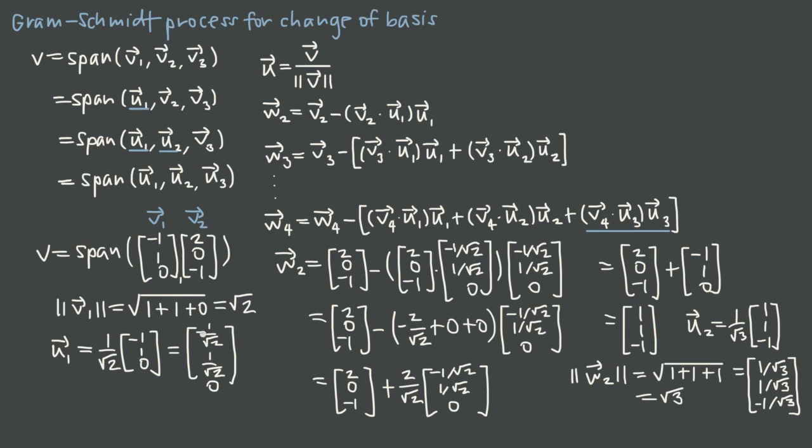We've found our new orthonormal set, so we could say here that instead of defining v in terms of these two vectors, we could say that v can be defined by a different basis, this time an orthonormal basis, and we can define it as negative 1 over root 2, positive 1 over root 2, and 0 for the first vector. And then for the second vector, 1 over root 3, 1 over root 3, and negative 1 over root 3.